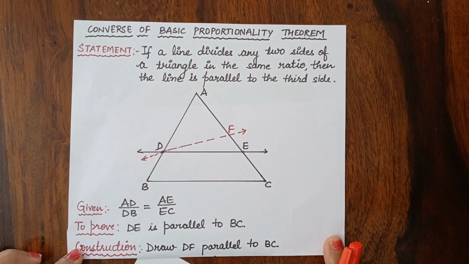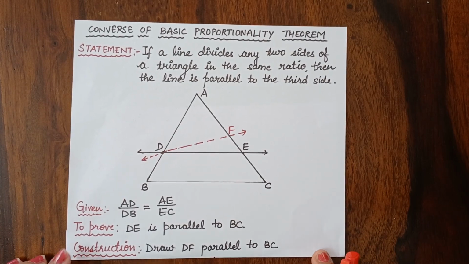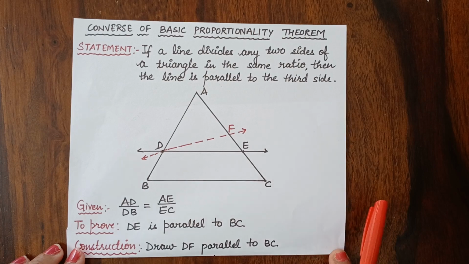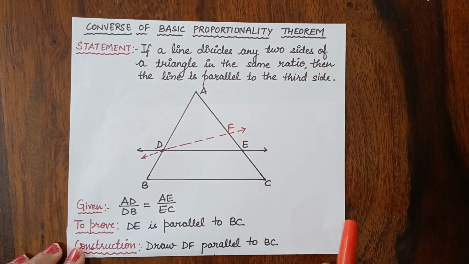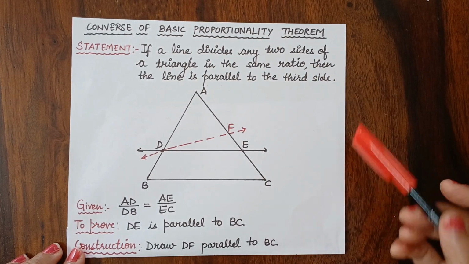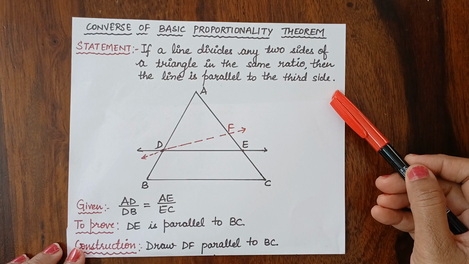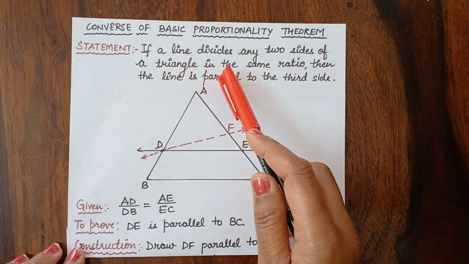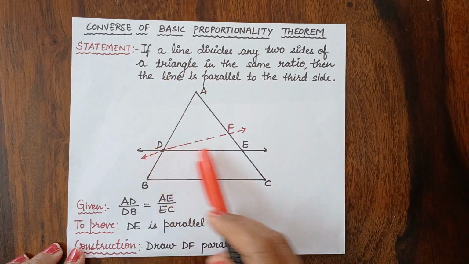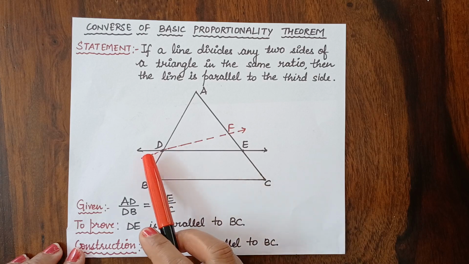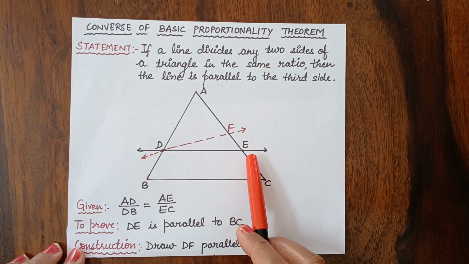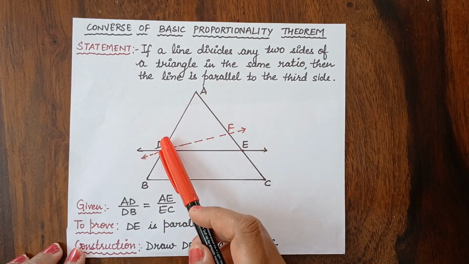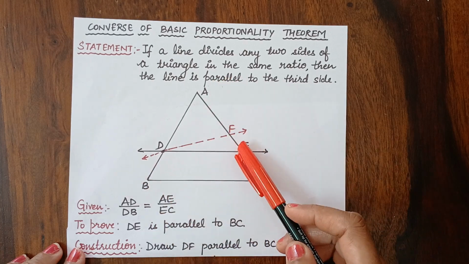Today, let's learn the converse of the basic proportionality theorem, which states that if a line divides any two sides of a triangle in the same ratio, then the line is parallel to the third side. What does it mean? Suppose that line is DE. It is dividing these two sides in the same ratio, that is AD by DB is equal to AE by EC.